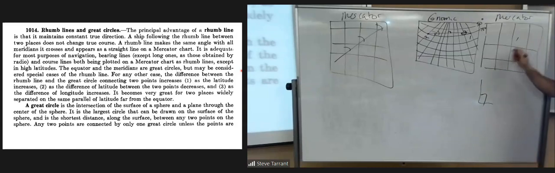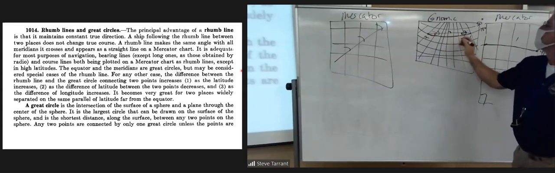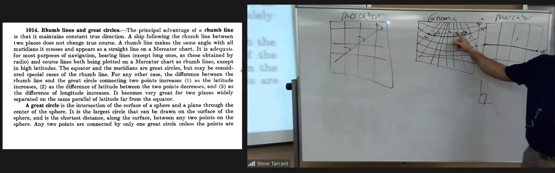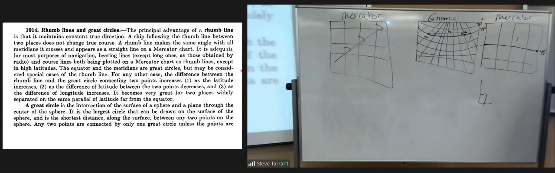So, rhumb line. A rhumb line from those 2 points, if this is 45, it would look like this. But what would that be on a mnemonic chart? It would be this. That's 45. Which one of those is longer? This one or this one? Yeah, the rhumb line is a longer voyage.